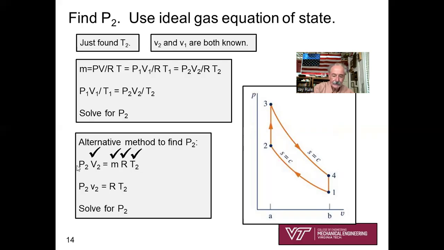And so I can solve for P2 using the ideal gas equation of state, no matter which model I have, cold air standard or air standard. P2 V2 is MRT2, and so I'm going to solve for P2. I know P2, V2, and T2, right? And so now I'm going to try to figure out state 3.